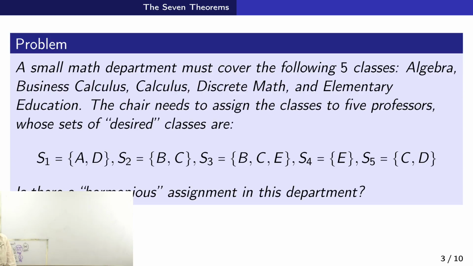So we've got a problem here similar to a real life situation that I'm about to move into. I'm currently at Iowa State University, but I'm moving to Truman State University in Kirksville, Missouri next year, which I'm very excited about. But it's a very small department, different from the very large department where I currently find myself. And so let's imagine a very small math department where we've got 5 classes we absolutely have to cover: algebra, business calc, ordinary calculus, discrete math, and an elementary ed class.